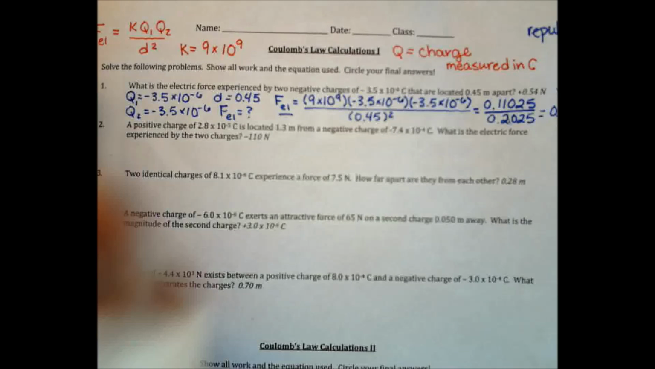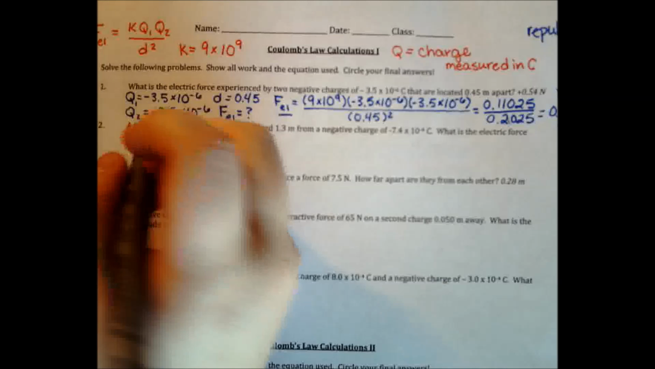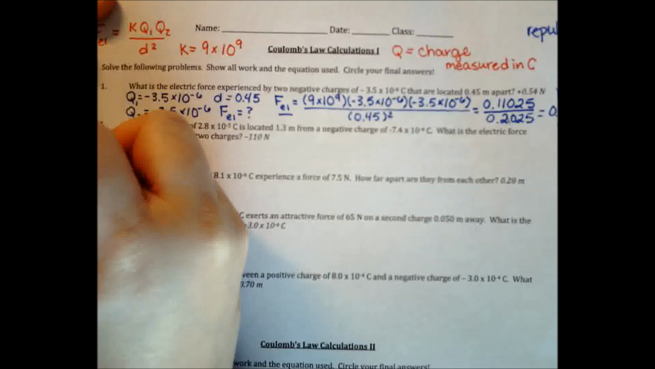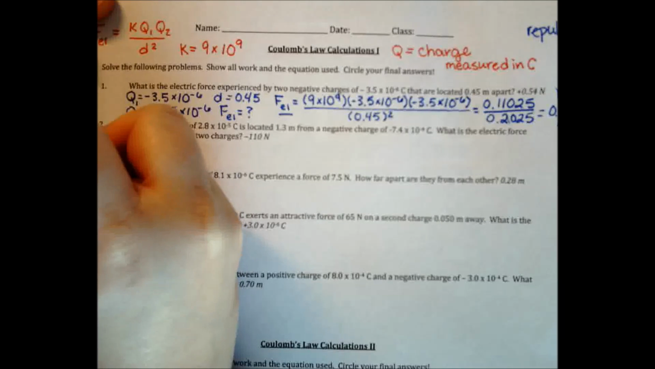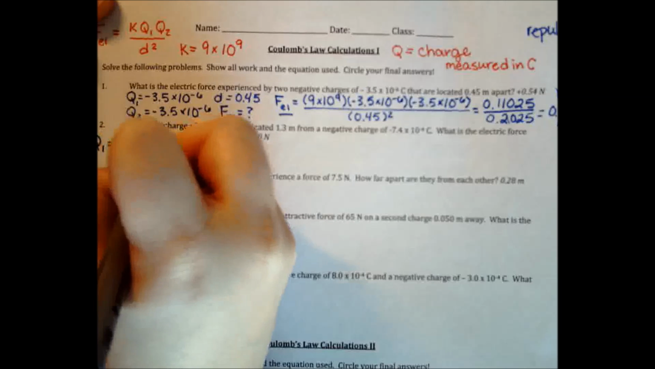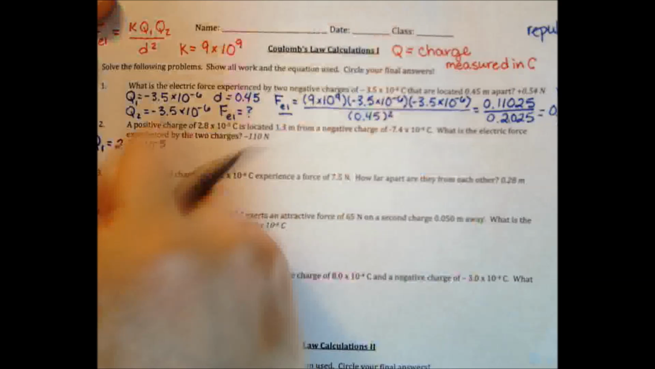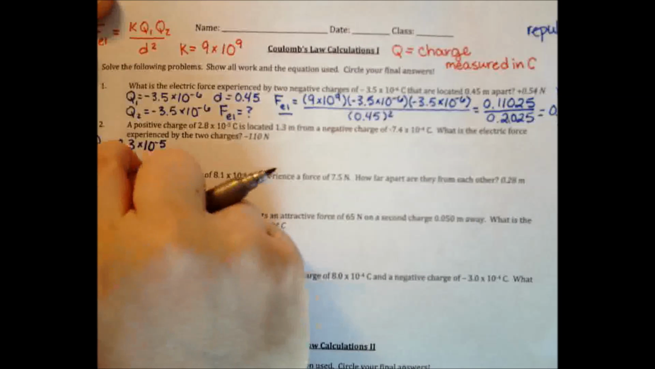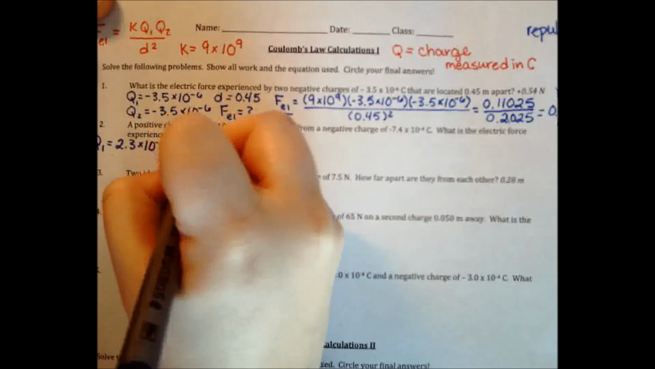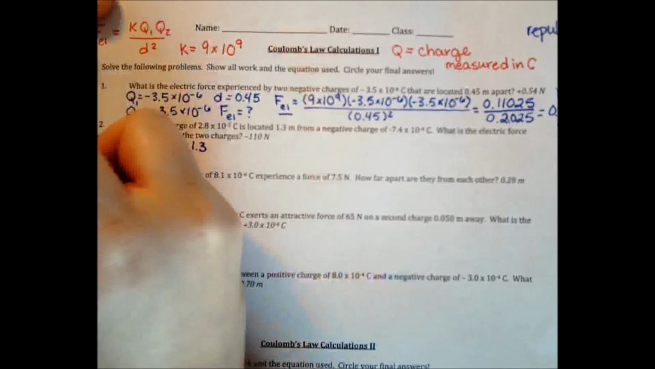So, I'm just going to write these things down as I go instead of reading and then writing. We have a positive charge of 2.8 times 10 to the negative 5th. You'll notice all of these charges are really small. That's because the coulomb is actually really large. We invented the unit before we knew what we were dealing with. So 1 coulomb of charge is a huge amount. So Q1 is 2.8 times 10 to the negative fifth. Our distance is 1.3 meters.